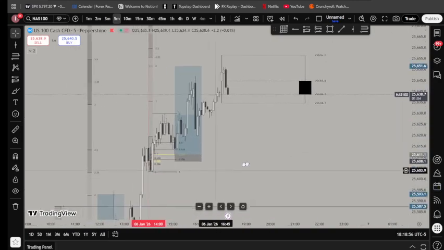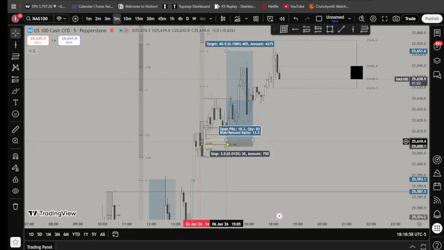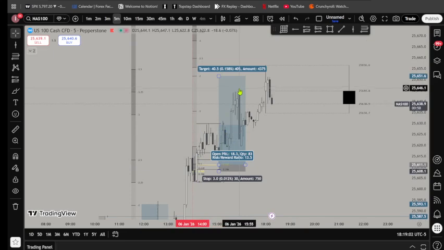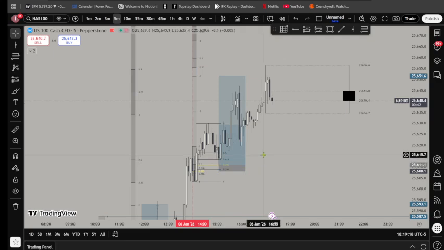All right. So we get that OTE entry right off that. We rally up. We see this huge, huge candle just absolutely destroy the trade, right? And then I was like, holy frick, what the heck happened?